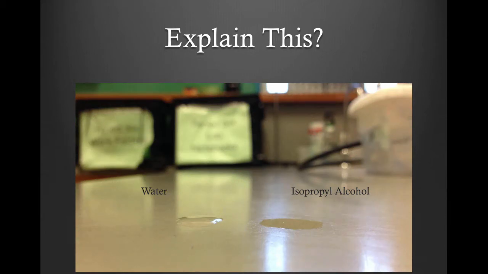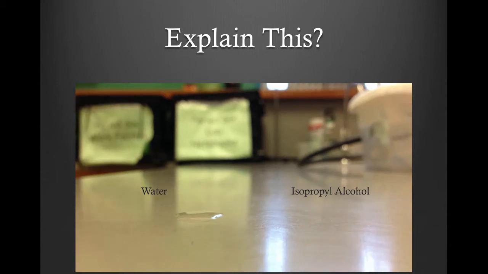about what's happening. This is a bulk property, volatility. What's happening between the particles to explain that? Why did the isopropyl alcohol evaporate before the water? Okay, let's dive into intermolecular forces.